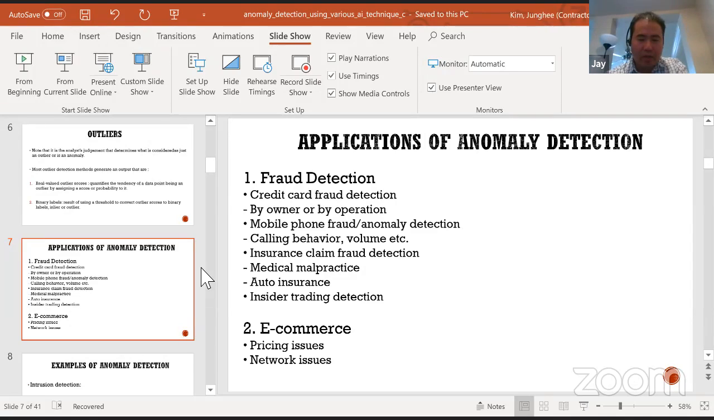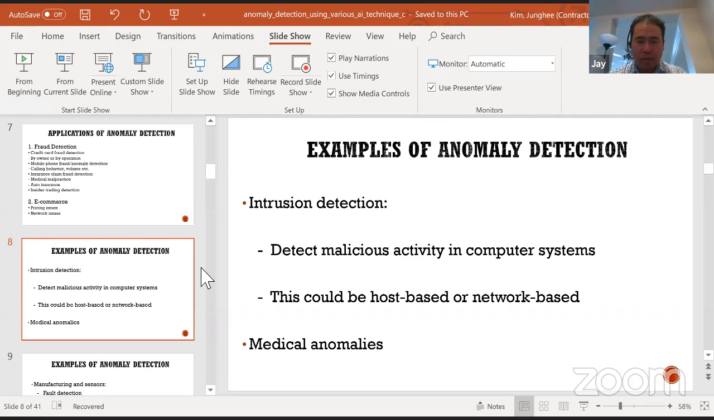There are many medical practice things that can be detected as well, and many different applications like that. Another common application is e-commerce, so pricing issues and networking issues can be detected. And also intrusion detection in security. Some people try to hack someone's computer, but the behavior is very different from normal behavior, right? So the AI program can detect it.